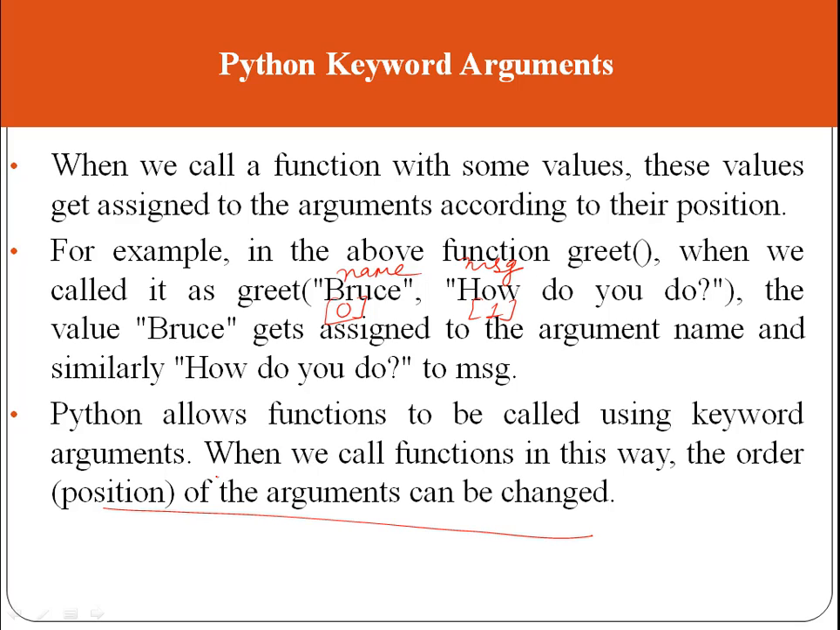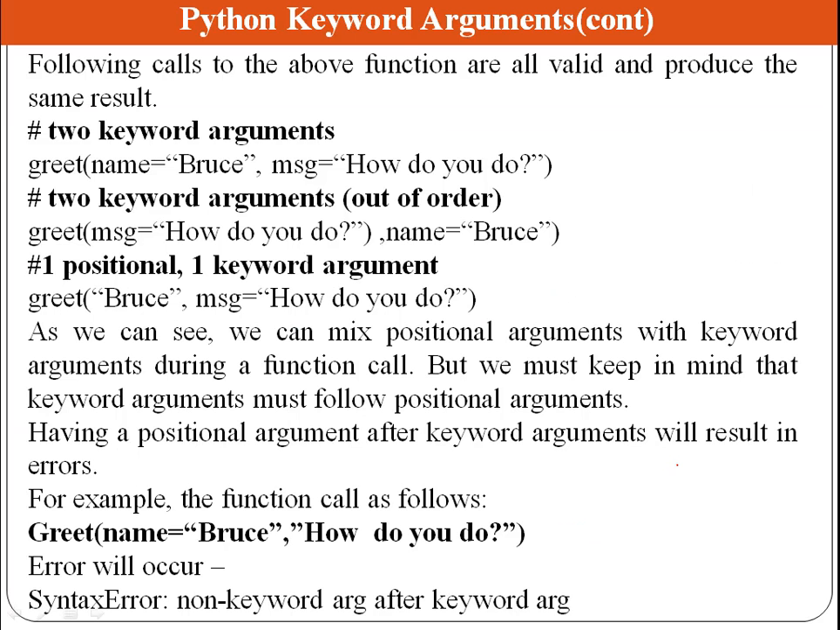So how can we do that? Here you can see that key value pairs are mentioned. This is the key, this is the value, this is the key, this is the value. Then you can write message first and name after that, and there will be no issue. This is out of order, but it will work because the key value pair is there. Here it will also work because one is without key and this is with key.